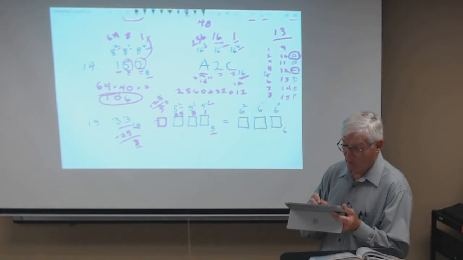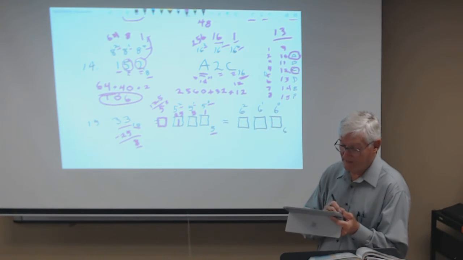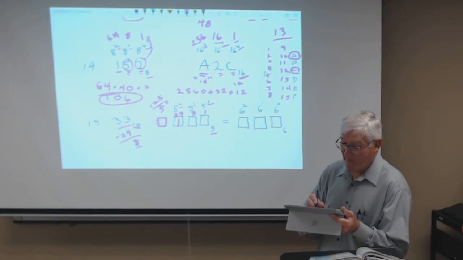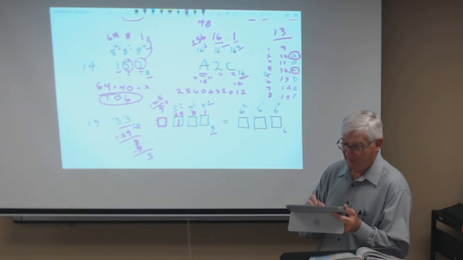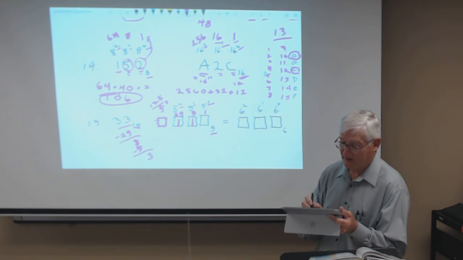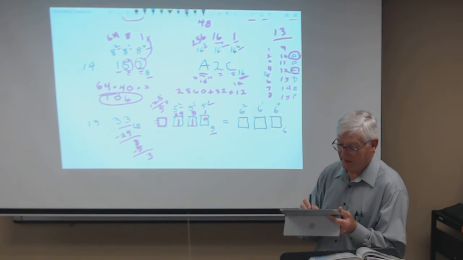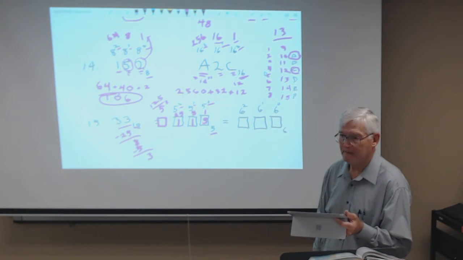So I have one 25. How many 5s in 8? One. Minus 5. And that leaves me with 3. So I put one 5. And then what goes out here in the 1's place? 3. Everybody follow that?